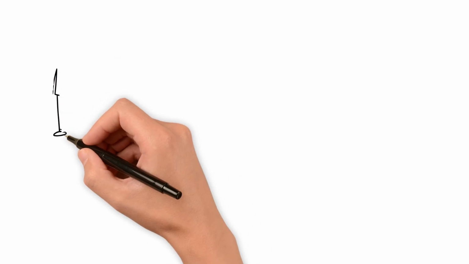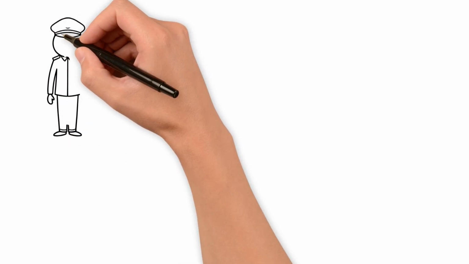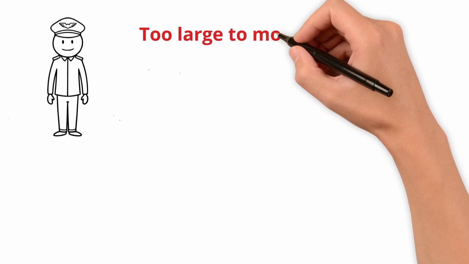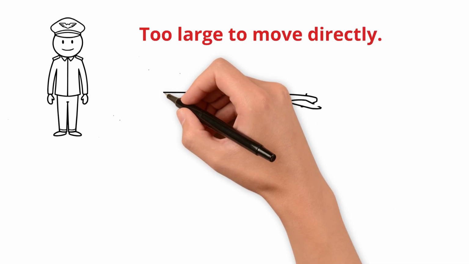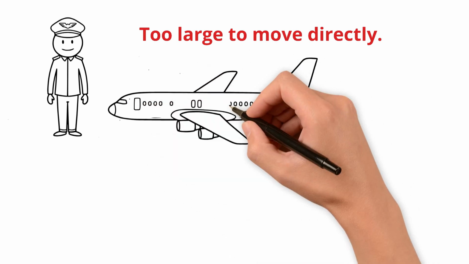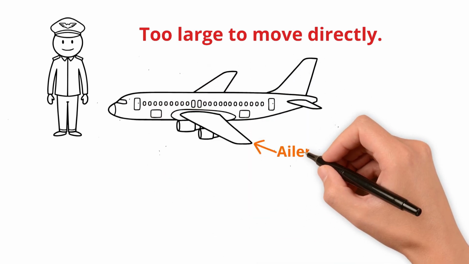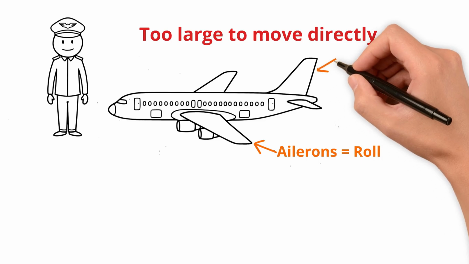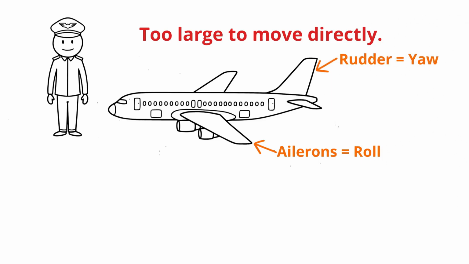Let's start with flight controls. On a commercial aircraft, the pilot doesn't physically move the control surfaces directly. The forces involved are far too large for that. Instead, the pilot inputs a command, and hydraulic actuators move the surfaces. Ailerons control roll, elevators control pitch, rudder controls yaw.